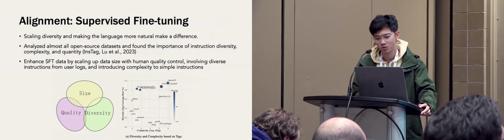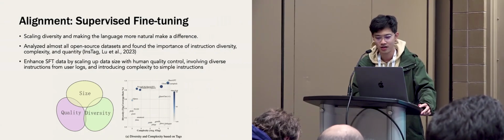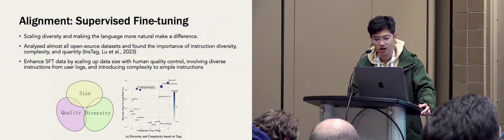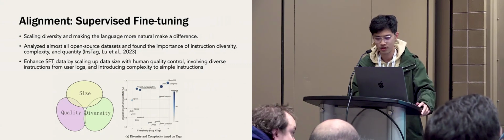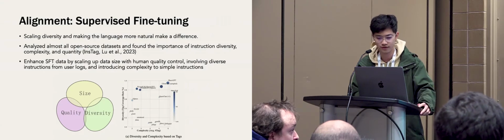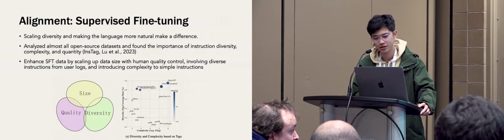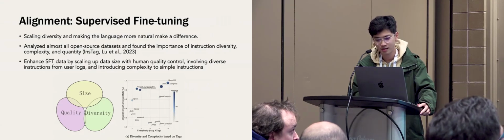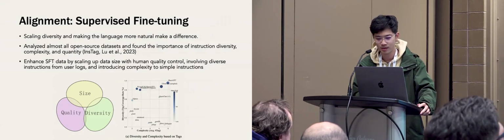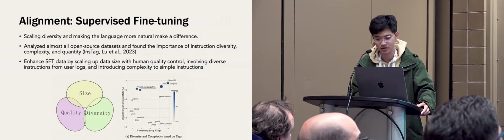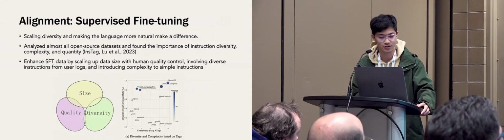Our alignment starts with supervised fine-tuning. As for the SFT, we realized high quality data is the key. We have analyzed almost all open source datasets, and we noticed diverse and complex SFT data may lead to versatile and strong instruction following abilities, which we have shared in a recent paper named InsTag. We also tested this assumption on Qwen, and when we scale up the diversity, complexity, and quantity of fine-tuning samples, model performance is dramatically improved.